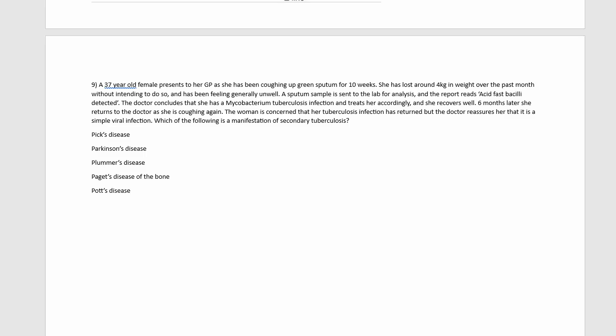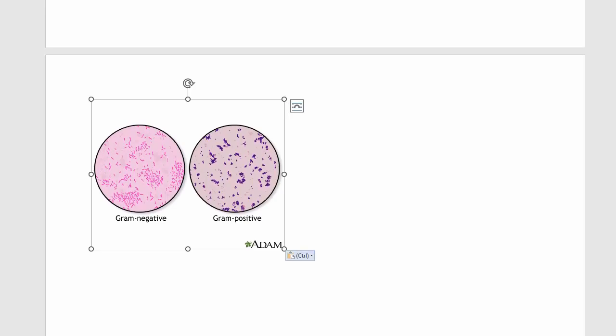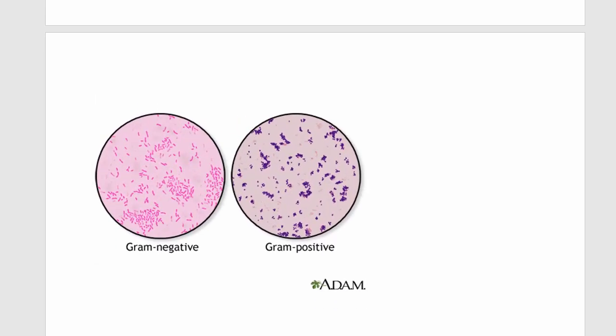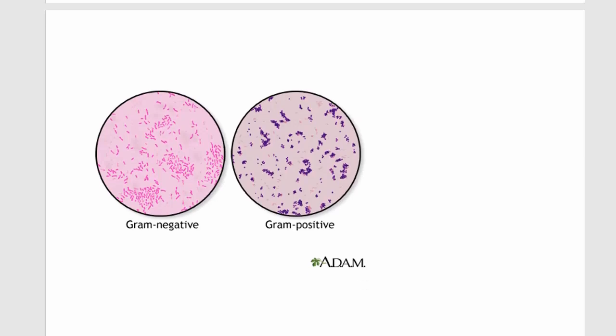Okay. So to answer this one, we need to know what all of these diseases are, as well as what is meant by acid-fast bacteria. So let's start with that first. Acid fastness is a physical property that gives a bacteria the ability to resist decolorization by acids during the staining process. So this is when we're looking at Gram staining. This is the classic example, isn't it? You've got Gram negative being pink, Gram positive being purple.